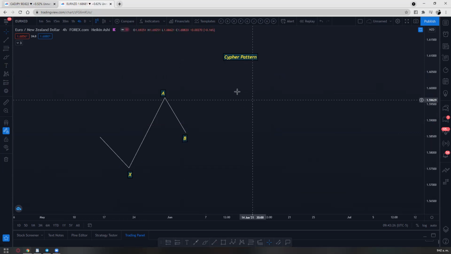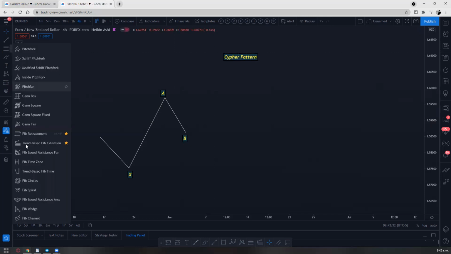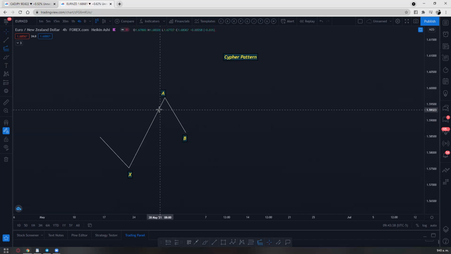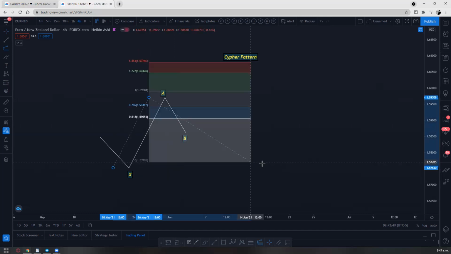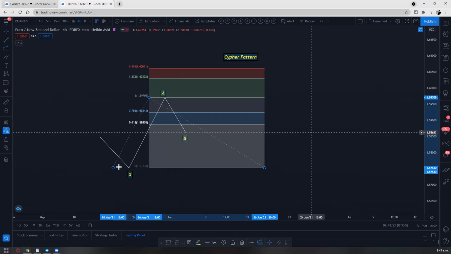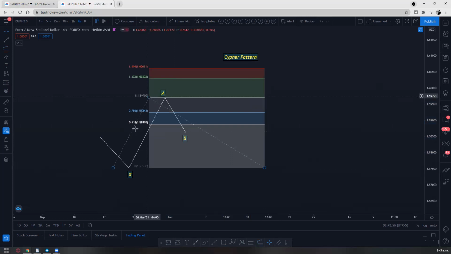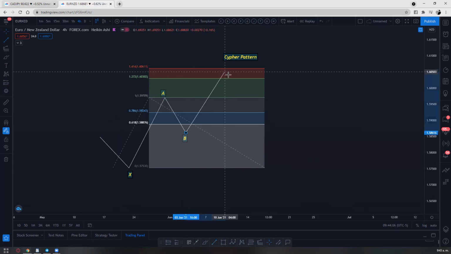Now let's find our C point. This time we're going to be using the trend-based Fibonacci extension, the other Fibonacci extension. I think it was from X to A, back to X. I'm going to extend it like that so you can clearly see the zone right here. So the price should be pushing up to this zone, anywhere inside the zone.